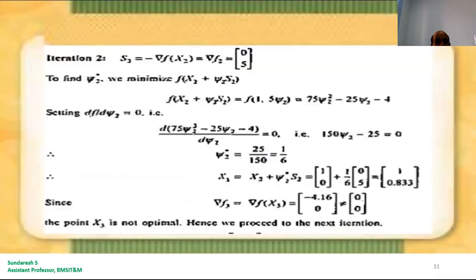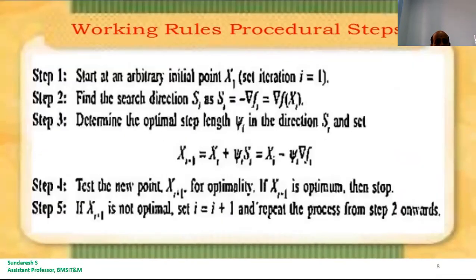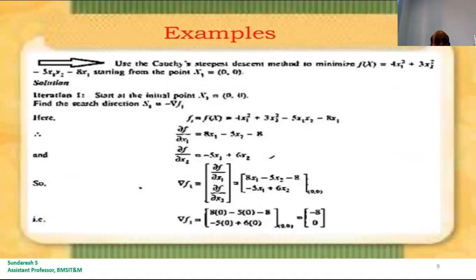Before that, I will give another problem. You can try this problem. Please make a note of it. Use Cauchy's steepest descent method to minimize f of x is equal to 4x1 square plus 3x2 square minus 5x1 into x2 minus 8x1, starting from the point x1 is 0, 0. Please try this problem.